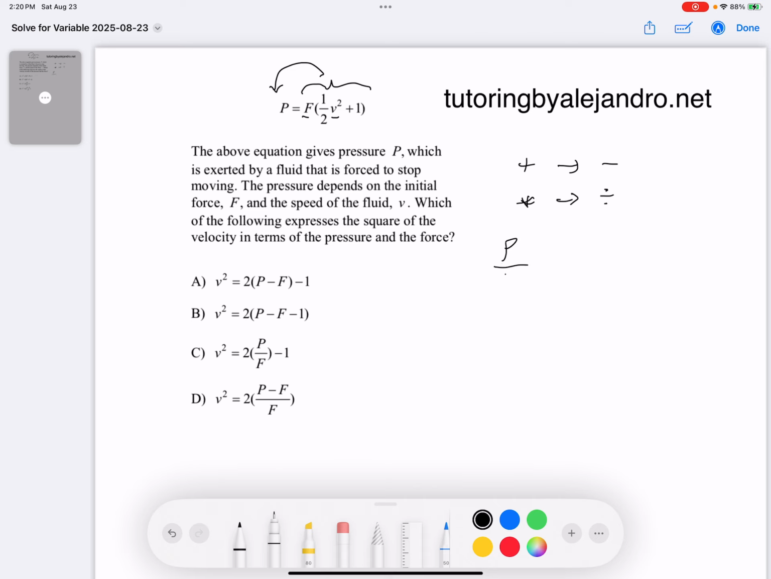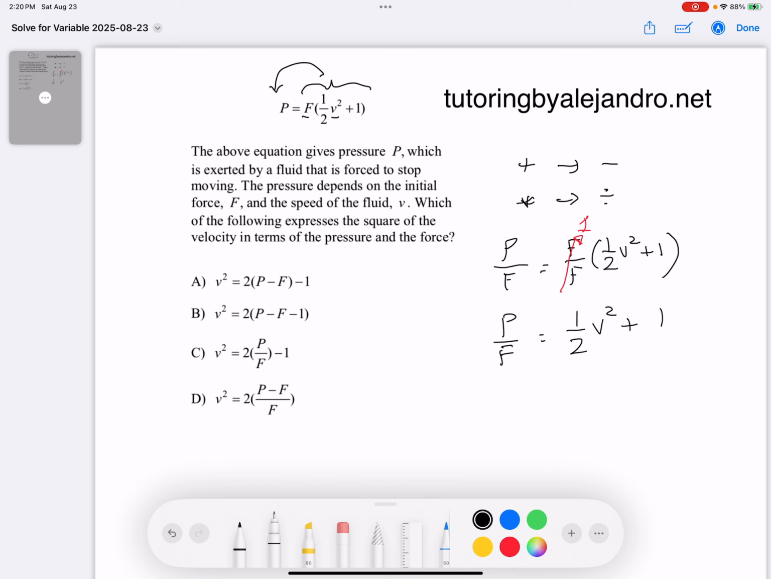So I'm going to have p over f equals f over f, parentheses 1/2 v squared plus 1, right? And since f over f is basically the same thing divided by the same thing, that is going to be equal to 1, right? And I can now get rid of that parentheses. Okay.